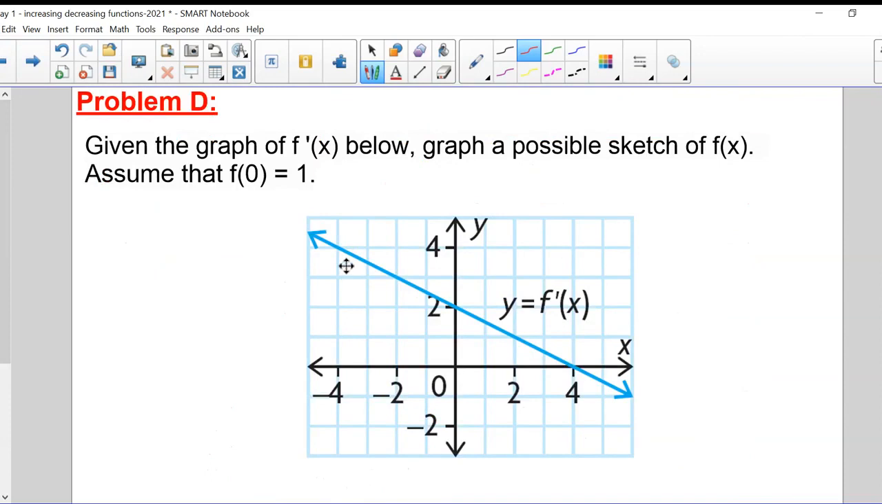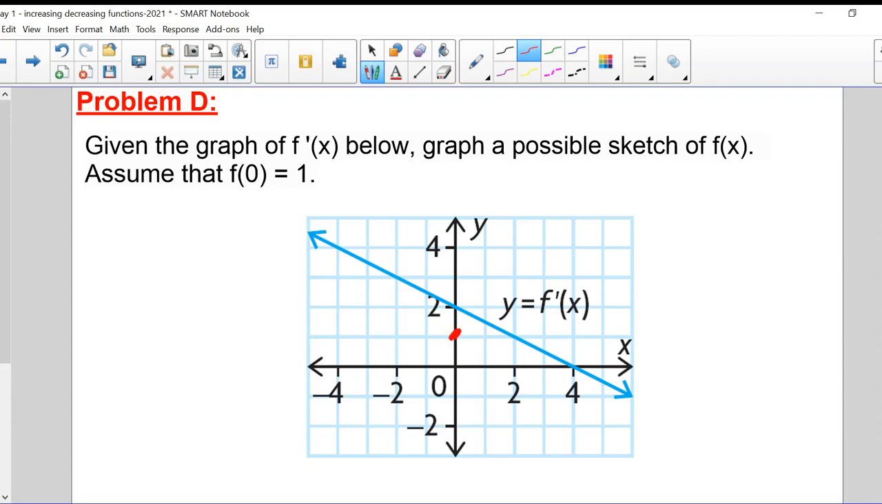Now, look at this graph. This is the graph of the derivative function, not the graph of the function itself. Give a possible sketch. We're not going to give you the actual graph of the original function, but at least some notion of what it might look like. Assume that f of 0 is 1. So they give us some more information. There's one point we know on the original function: at 0, the function is at 1. So I'll put that in as a red dot right here. f of 0 is 1. That's one point that's on the line.